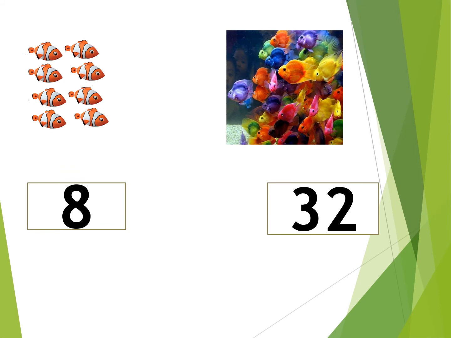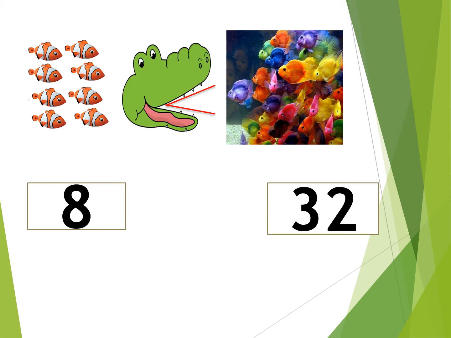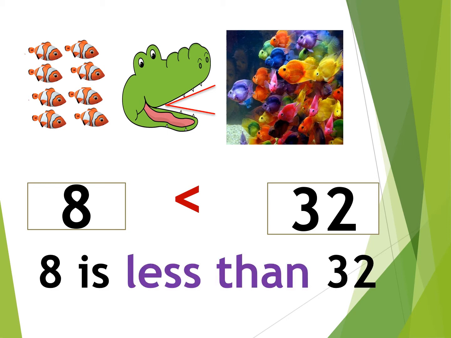Now, you can see here, it's swimming in the pond again. Again it found 8 fish and 32 fish. So which one will the alligator be eating now? Yes, the alligator wants to eat the bigger number. So it will be eating all the 32 fish. See near the mouth, the symbol. So we'll be writing it as the less than symbol. The same symbol near the mouth, what we have written, will be used in between the numbers. So it will be read as 8 is less than 32.